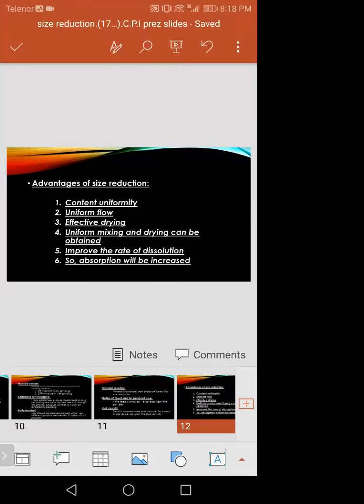These were all factors affecting this process. Now we move toward the advantages. From the above discussion, we can easily say that from this process we can get contact uniformity, uniform flow, effective drying, and uniform mixing and drying. At last, we can also improve the rate of dissolution due to the smaller size, so absorption will be increased.